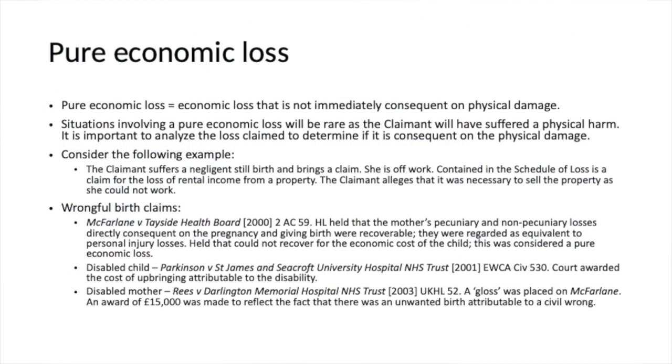Right, let's look at pure economic loss now. This is an area which seems to really scare tort lawyers because it's often said, well, pure economic loss is a question of contract and commercial litigation, but there's no need to be particularly put off by the issue. So a pure economic loss is an economic loss that is not immediately consequent on physical damage. The situations of pure economic loss will be rare in tort cases and in clinical negligence cases particularly, because the claimant will have suffered a physical harm. But it is important to analyse the loss claimed to determine if that loss was consequent on the physical damage. That is the important point.